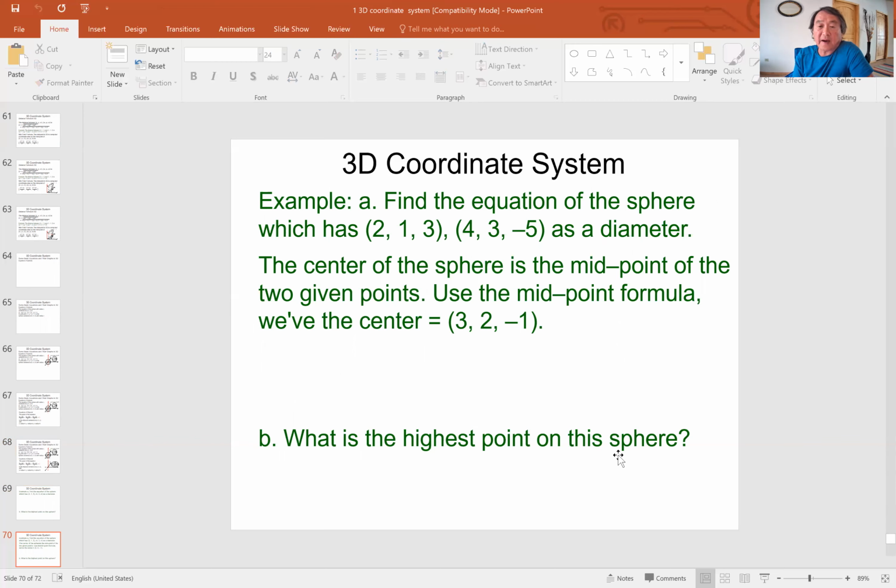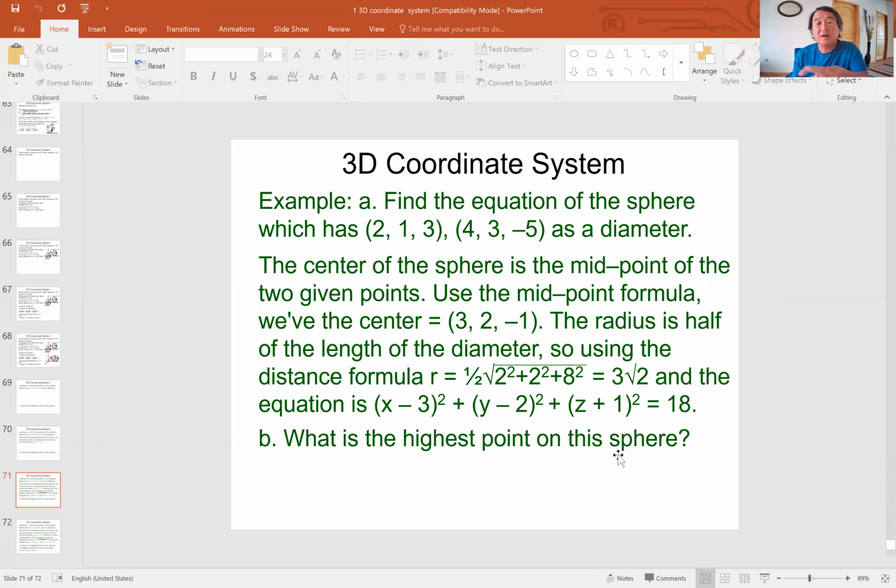Okay, so here's an exercise. Basically, find the sphere and find the highest point on this sphere. So first, I have to find the center of the sphere, which is the average, because these 2 given points form a diameter. So first, I find the midpoint. Then I find half of the diameter using distance, which is 4/2. And I can write out the equation.